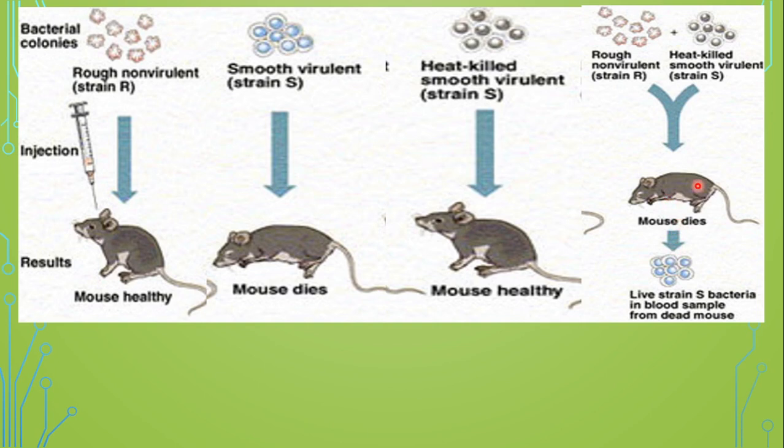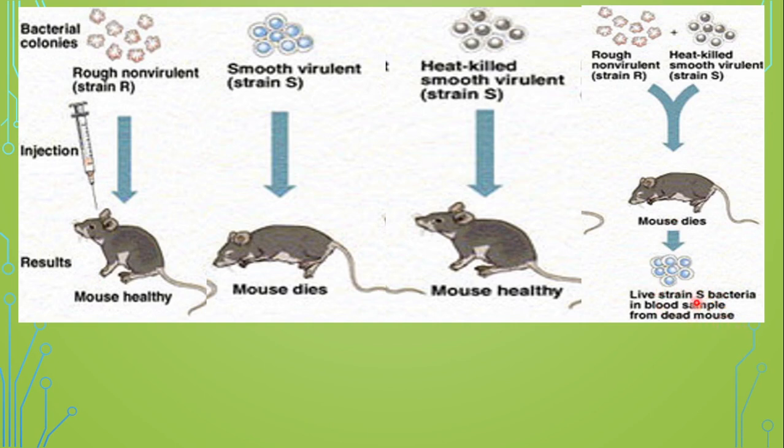From the body of the dead mice, what had actually entered into the mice? So that was the big question. From the body of the dead mouse, the Streptococcus that could be detected were living strains of S bacteria, smooth bacteria, in the blood sample from the dead mouse.